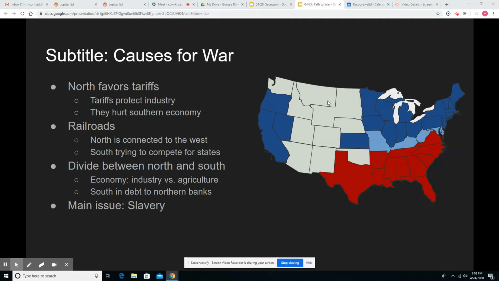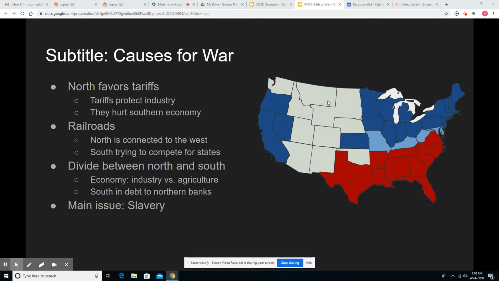Our first subtitle for today is The Causes for War. And for a second, we're going to set aside the issue of slavery, which is undoubtedly the main issue that leads to the Civil War. And we're going to look at some of the other causes for war, or some of the other extra things that are driving the North and South to a final conflict with each other.